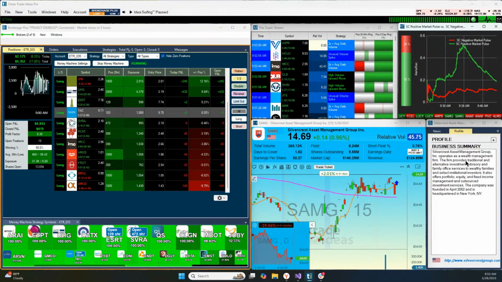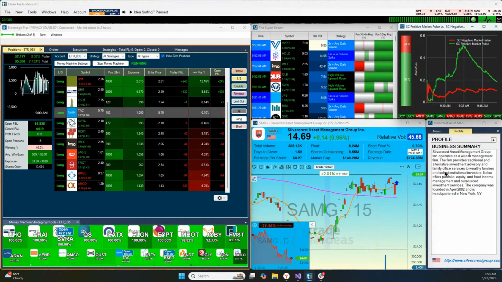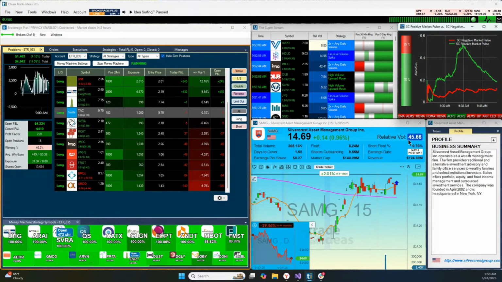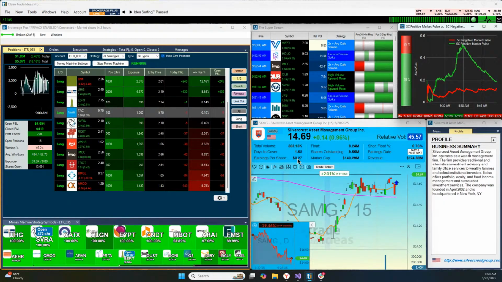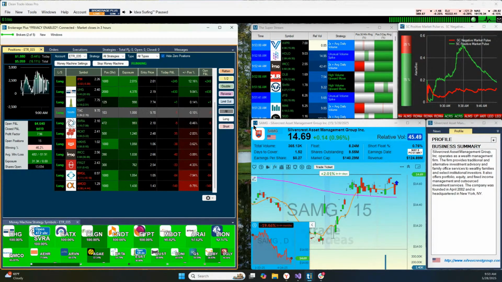Silver Crest Asset Management, okay, wealth management firm. And I'm not big into other people managing my money, but you can see that they've been much higher and have come down. Sometimes I'm not against just trying to get the momentum. 45 relative volume tells me something's up. Earnings per share, 27 cents. So they make money, and they've got a market cap of no multiple. So let me expand this out just a little bit.